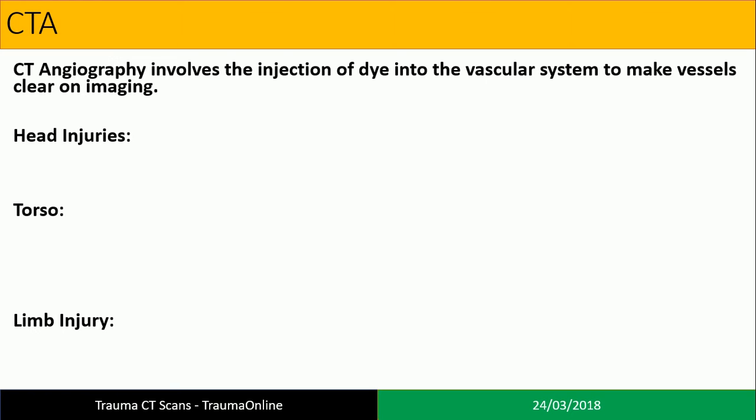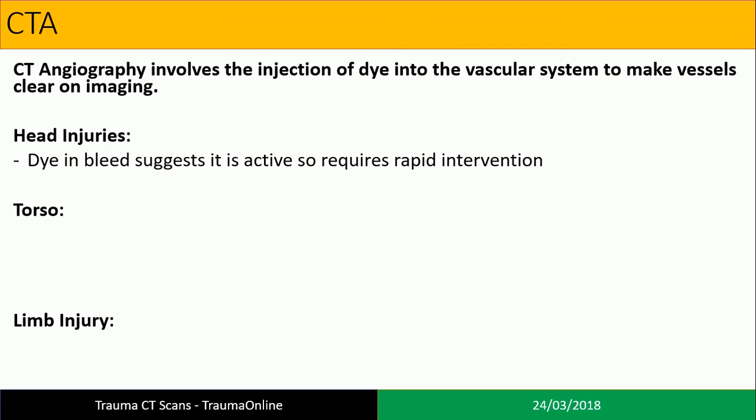So a CTA, or CT angiography, is where dye is injected into the vessels in order to make them more obvious. So this is done to understand whether or not the vessels are patent and whether or not they are bleeding. So in a head injury, if there's dye present in, for example, a subdural bleed, then it suggests that the bleed is still ongoing, and so it's just going to get bigger and bigger, and so it requires rapid intervention to prevent coning.